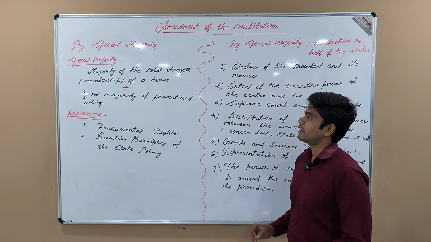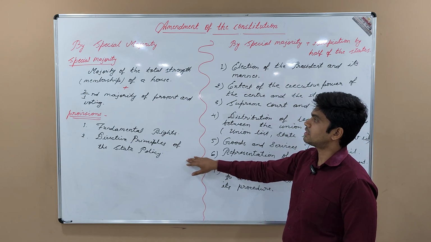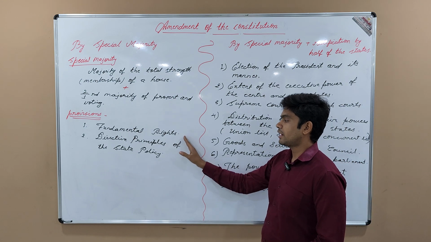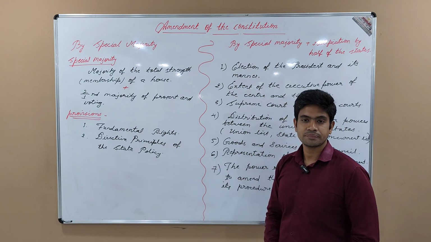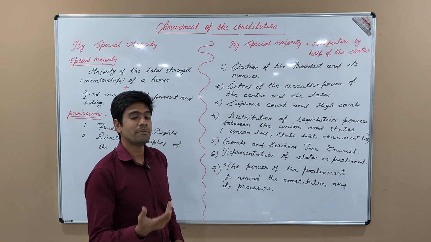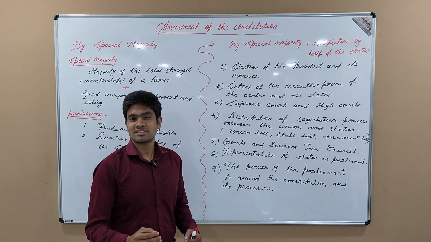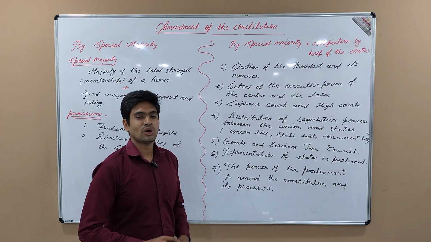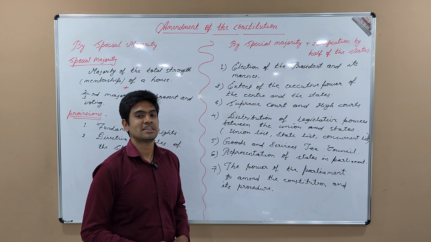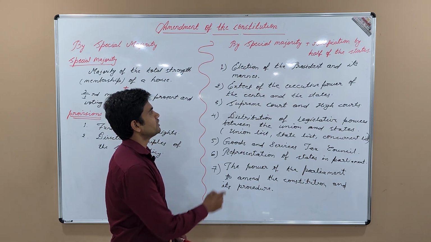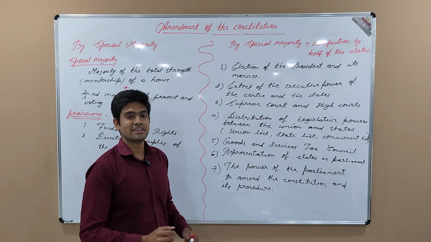So for you guys, I'm reading out the provisions. Okay, so as far as the provisions which are amended by the special majority is concerned, there are two: fundamental rights, directive principle of state policy. And as far as those provisions are concerned which have some bearing upon the federal structure of the country and which are amended by the special majority and the consent by the state legislature of half of the states, they are as follows. First one is the election of the president and its manners.